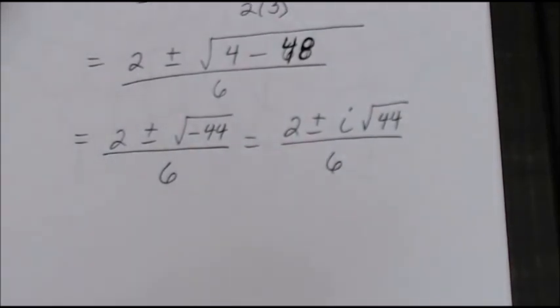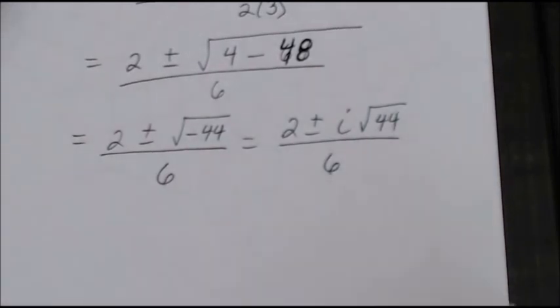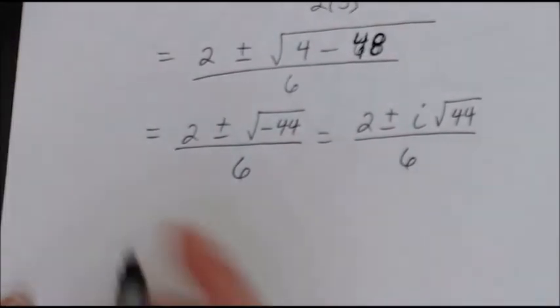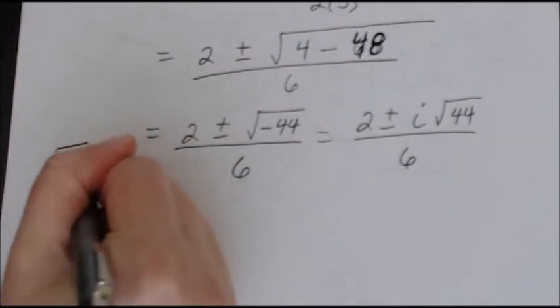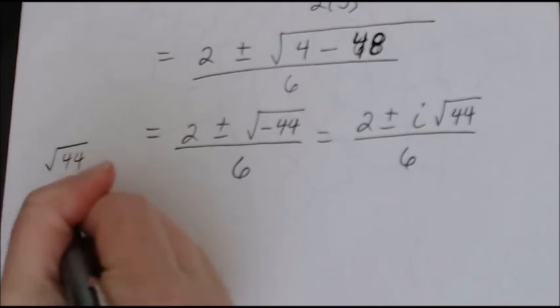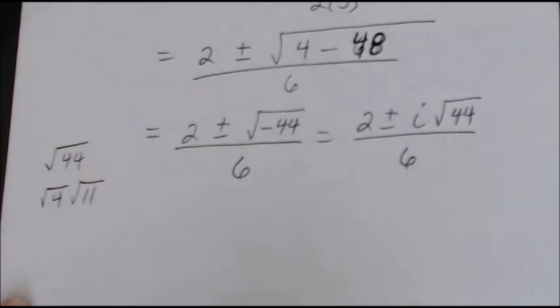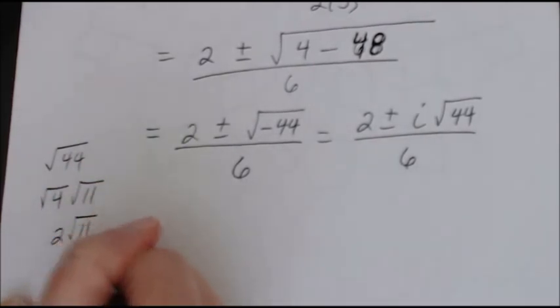Now, I'm fine if you left the answer like this. Of course, I'd want you to include the i if it's needed, but you don't have to worry too much about simplifying these for me on a test. However, in my math lab, they're going to want you to simplify. So let's go ahead and simplify the radical first. We have the square root of 44. I'm going to come over here and work this off to the side. The square root of 44 is equal to the square root of 4 times the square root of 11. So that's 2 times the square root of 11.